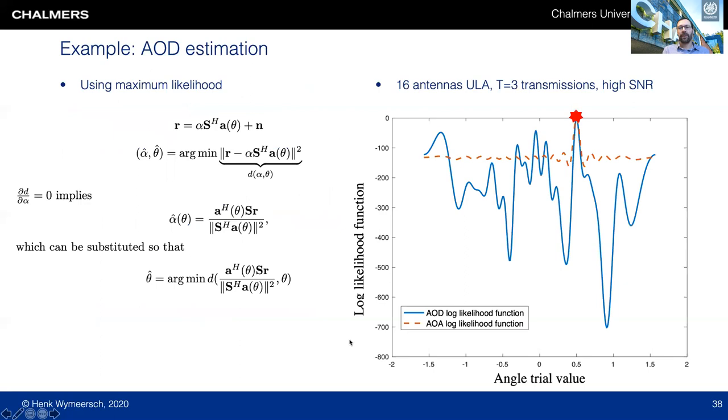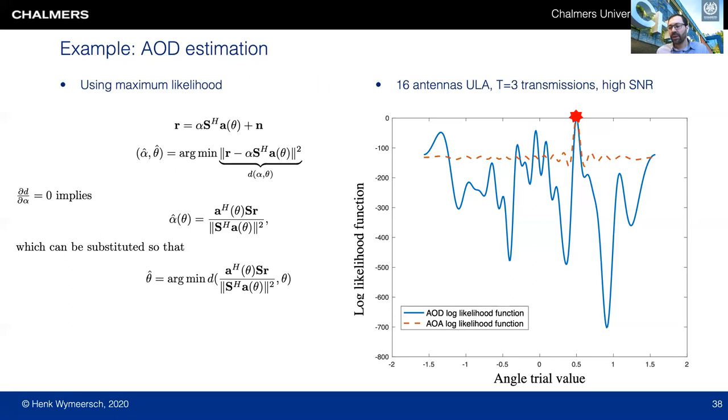So as a simple example of how this would work, let's suppose we want to do angle of departure estimation, where the transmitter is sending a signal s. This is passed through the channel, which is determined by this steering vector, and we have an unknown channel gain. So if you may recall, before we had the observation r, which is alpha a transpose theta s plus noise, and here s and a are vectors, r is an observation. And let's say we collect many observations like this, so we send them over time, and I stack them into a vector and I reshape them, I will get this kind of observation. Okay. And this is the angle of departure estimation problem, where alpha is unknown and theta is unknown.